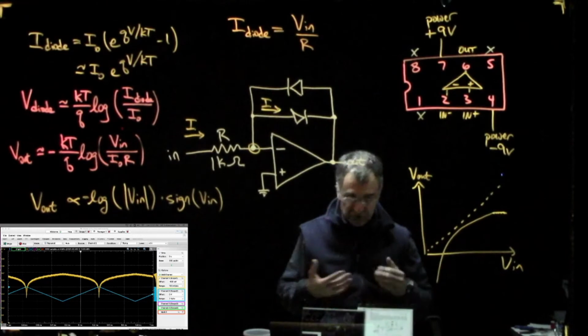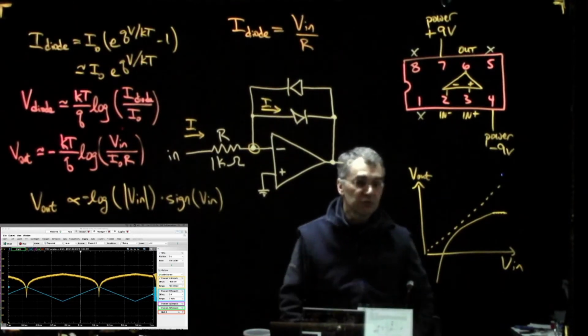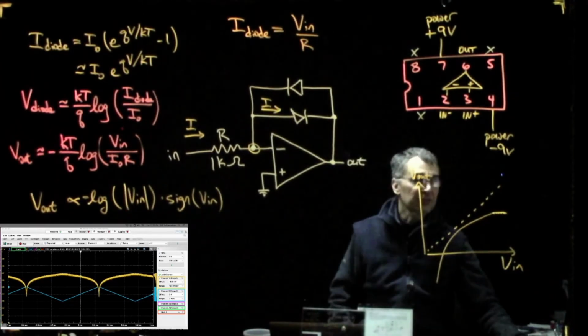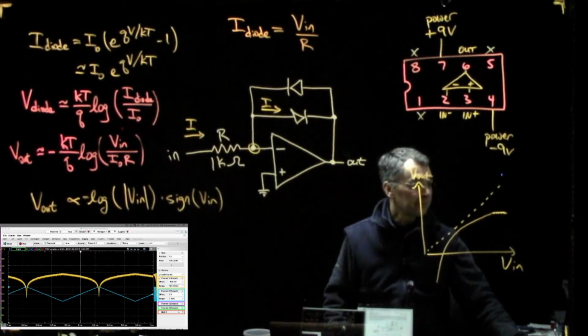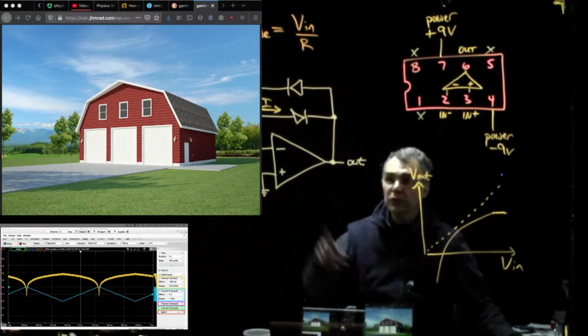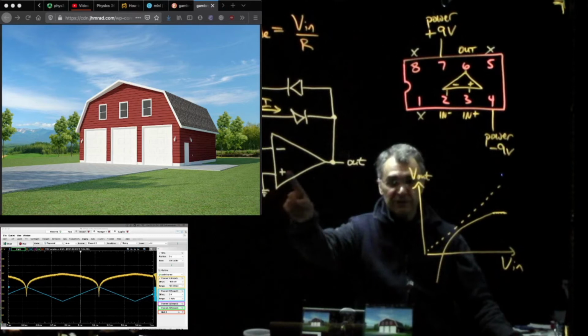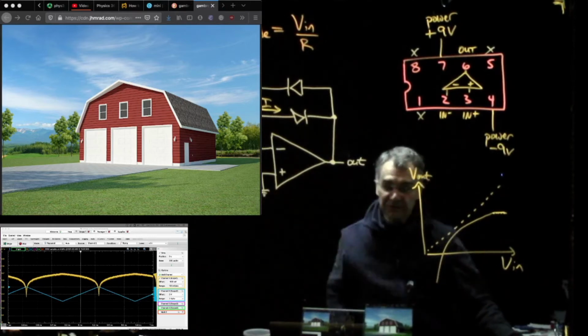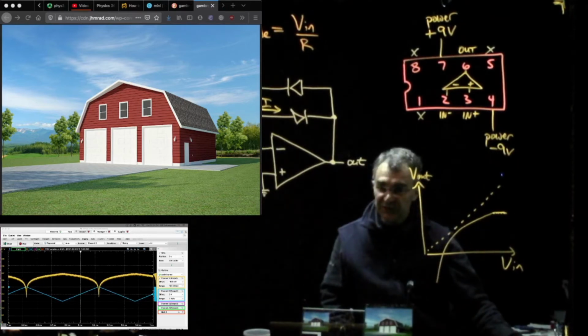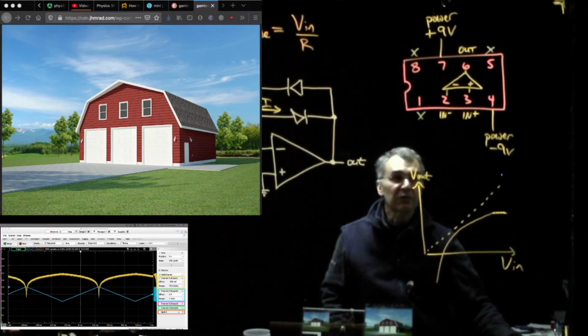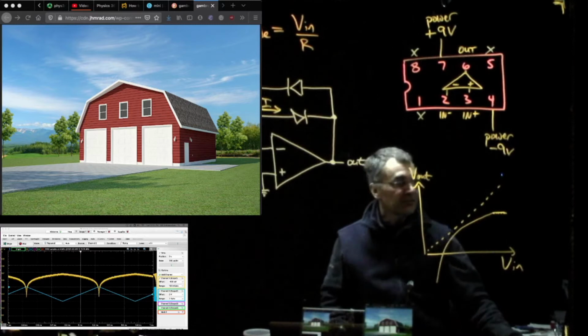And it looks to me kind of like a gambrel roof. I'll show you a picture of a gambrel roof in a minute. So there's what a gambrel roof looks like. And I think you can see a resemblance between the yellow curve on the oscilloscope and the gambrel roof in the photo, but I digress.